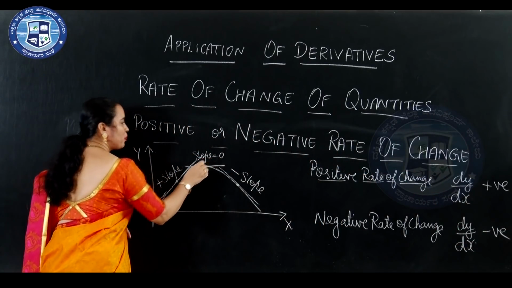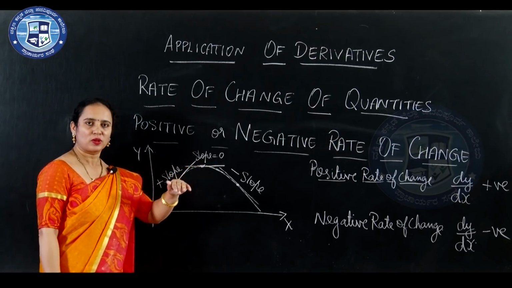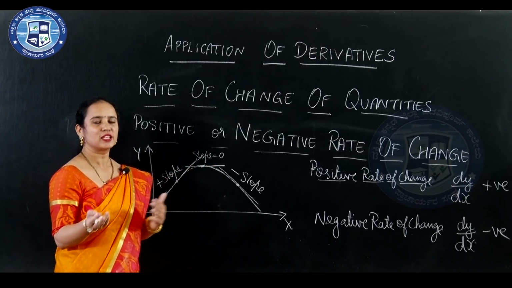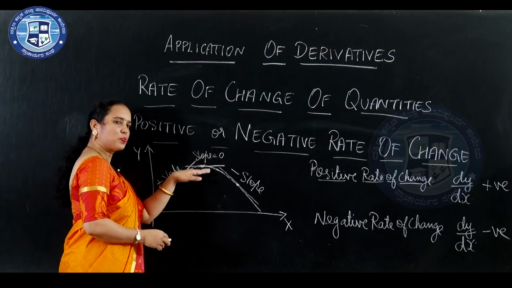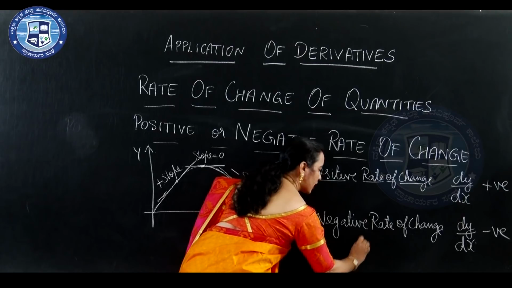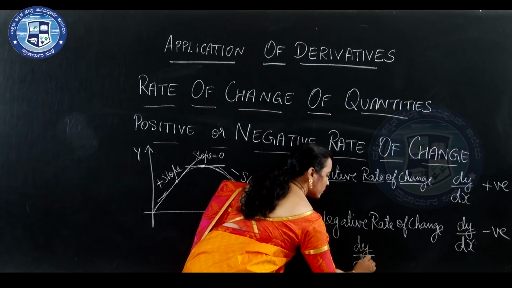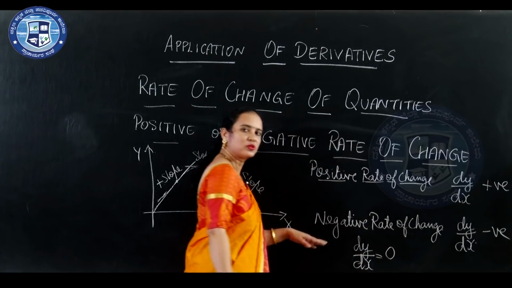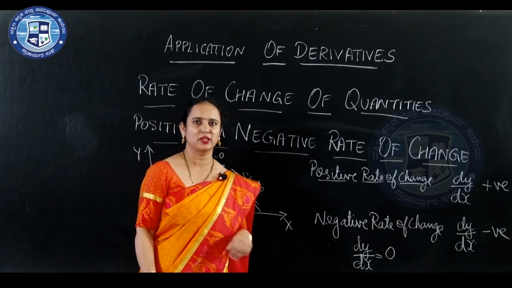At this particular point, the y value remains constant with the increase of x and y. So, at this point the rate of change is 0. So, dy by dx is equal to 0. So, this is 0 rate of change.